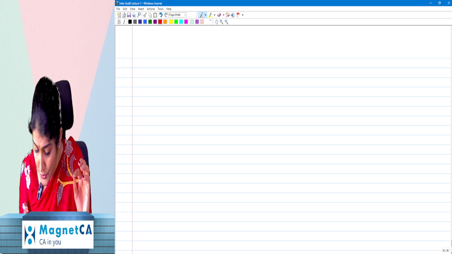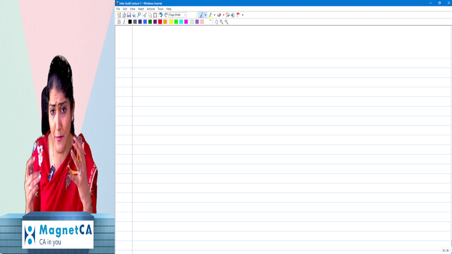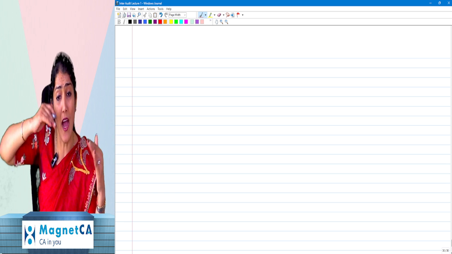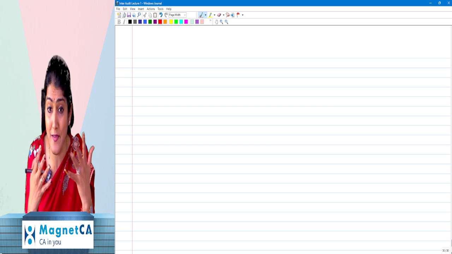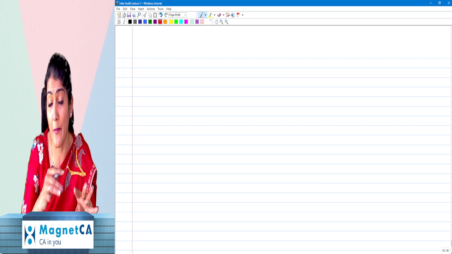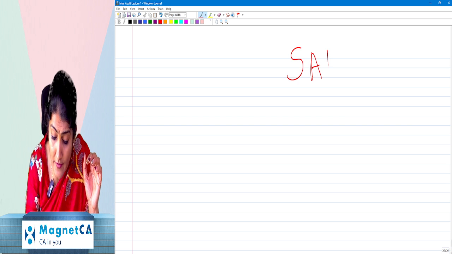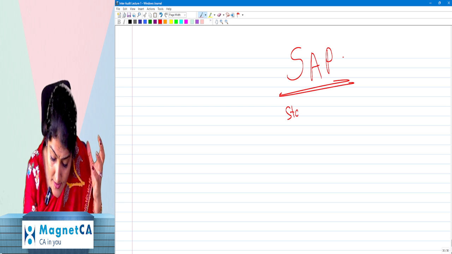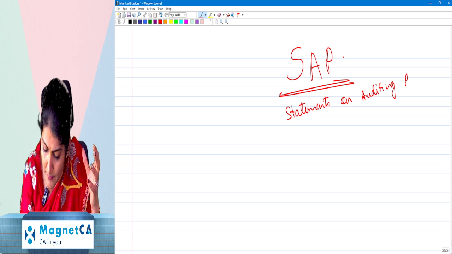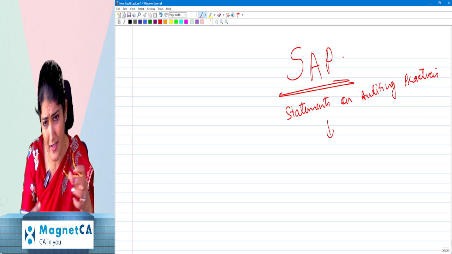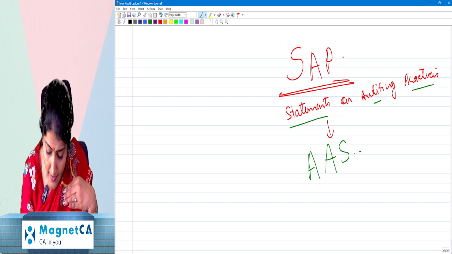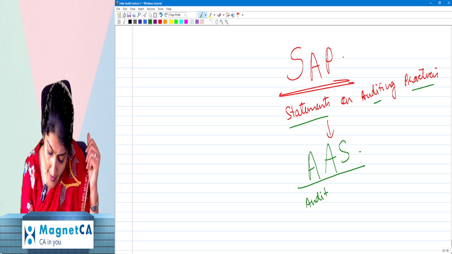Okay, right. So I've already told you about the auditing standards, also called the standards on auditing. Before the 1980s, there was no concept of standards for audit. In the 1980s, when ICAI first came up with the concept that there should be some uniformity in auditing practices, it issued the SAP, the statements on auditing practices. Then in the 2000s, these were revised to be called the AAS, the auditing and assurance standards.